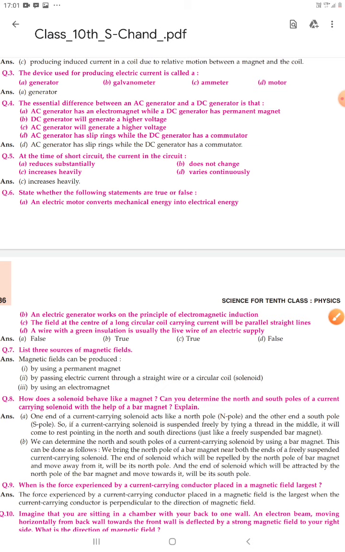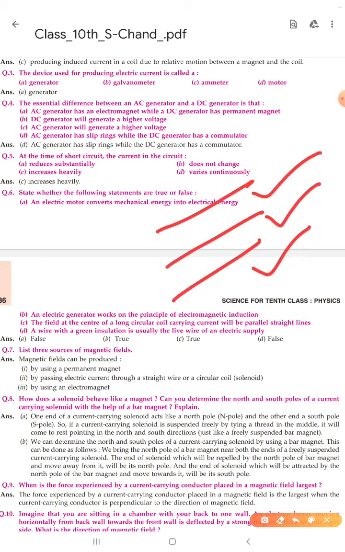Now next, a wire with a green insulation is usually the live wire of an electric supply. This is also wrong. I already talked about it in a previous question. There are three wires: live wire, neutral wire, and earth wire. We usually know these wires by their color, and green color is for the earth wire, not for the live wire. That's why it is false. Generator and domestic electric circuit are not in our syllabus, that's why we didn't discuss them, but we are discussing these things in our exercise.